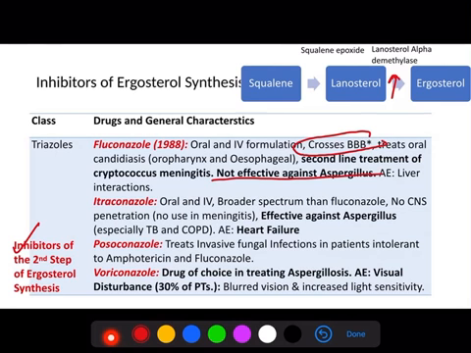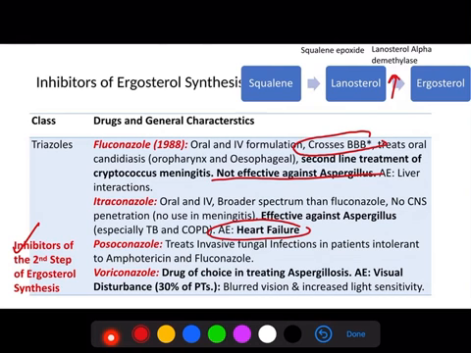Moving on, let's talk about other drugs in this class. Itraconazole is an oral and IV formulation. It is a broader spectrum drug than fluconazole. It has no CNS penetration. That means it has no use in meningitis. However, it is a drug which is effective against aspergillus, especially in TB and COPD patients. An important adverse effect to remember is heart failure. Itraconazole can cause heart failure.